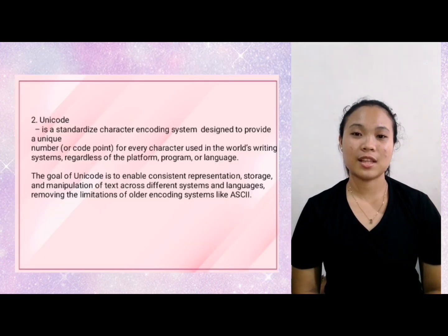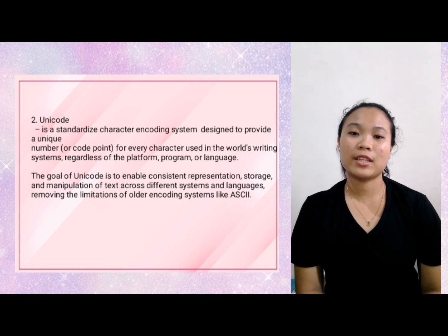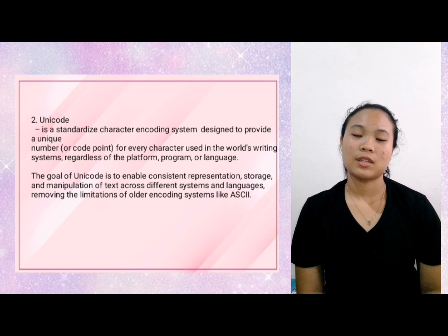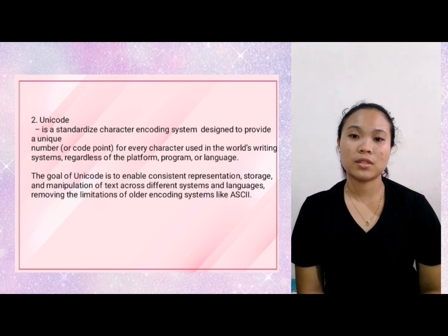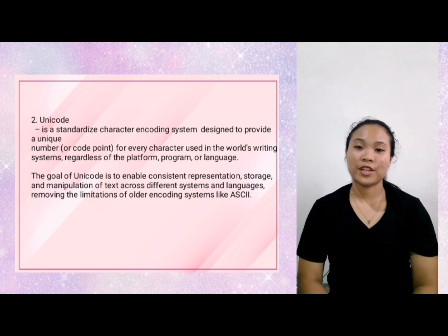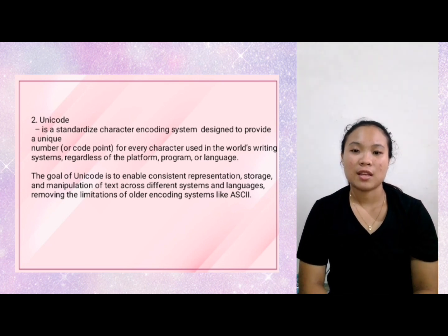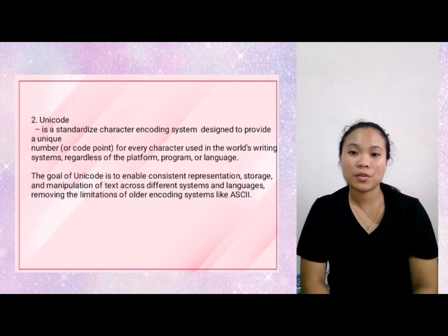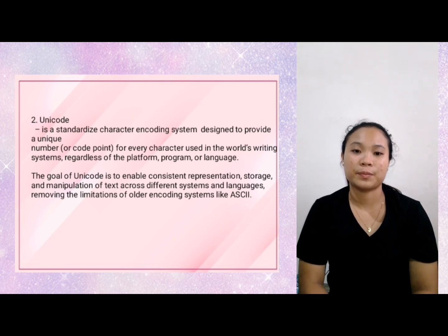Next up is Unicode. It's a standardized character encoding system designed to provide a unique number or code point for every character used in the world's writing systems, regardless of the platform, program, or language. For example, let's consider the letter A. In Unicode, the letter A is represented as U+0041 in hexadecimal. This value is equivalent to 65 in decimal and 1000001 in binary.